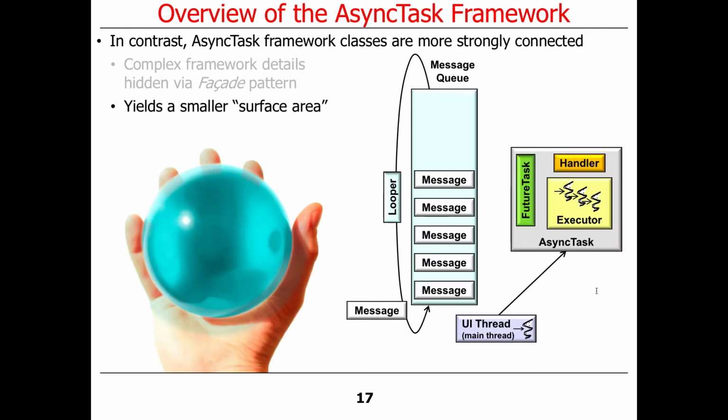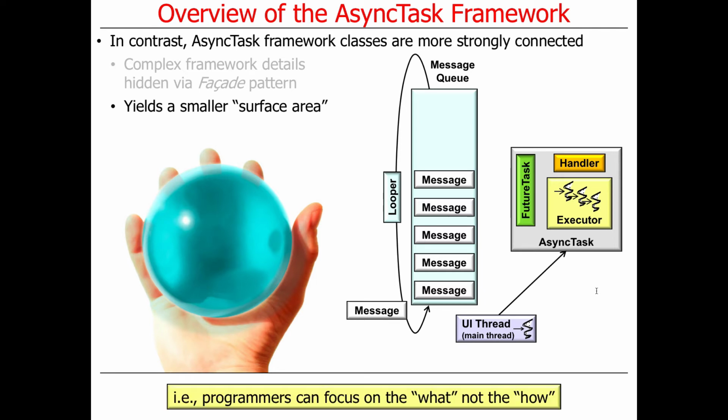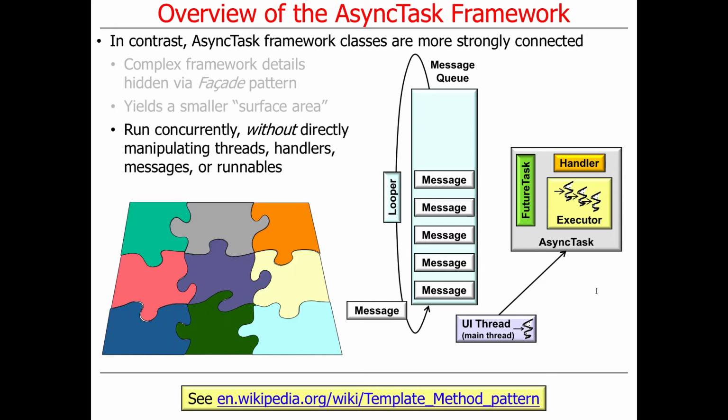One of the things that makes it simpler to use the AsyncTask framework is the surface area is smaller. And that's because it bundles things together into a single class where you can go and look and see what that class does, rather than having to have 4 or 5 different classes that you have to work on. So it allows you to focus on the what, not the how, whereas the Hammer framework has a lot of how involved in making it work.